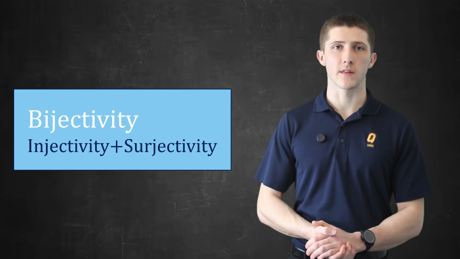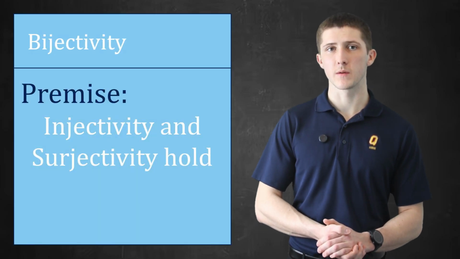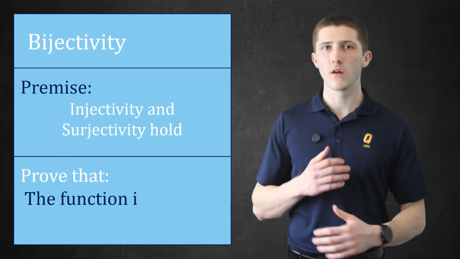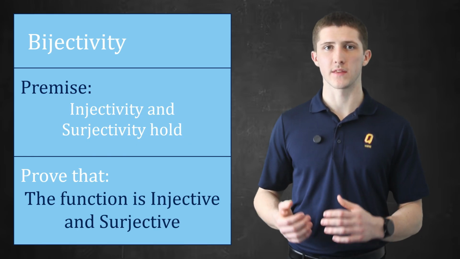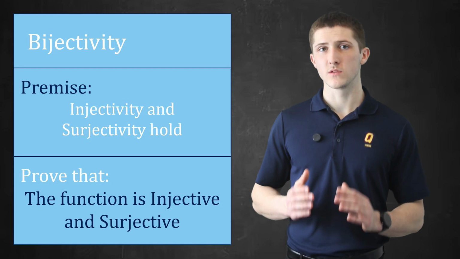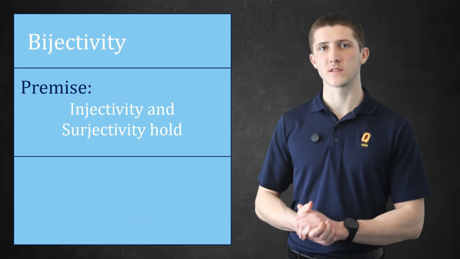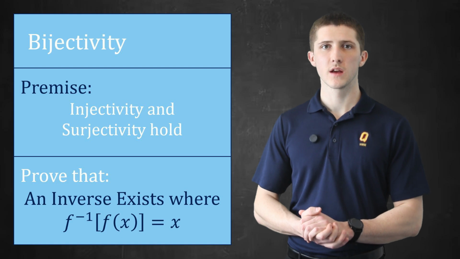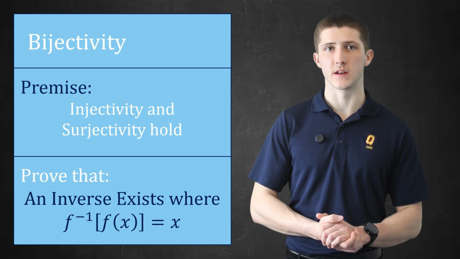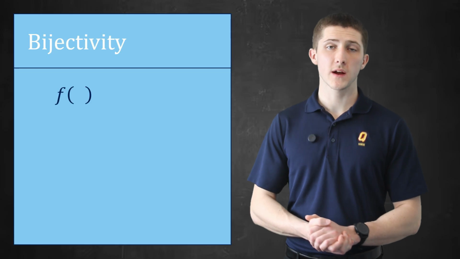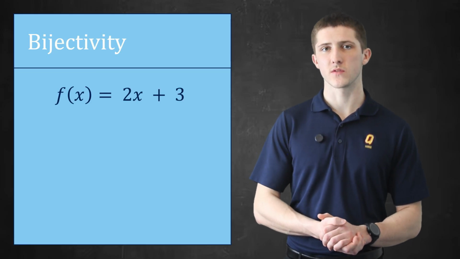Now, pulling the two together, proving bijectivity is just proving both injectivity and surjectivity. We can go through all the steps that we did previously and show that the function is both injective and surjective, or we can use this great property of bijections, and that is that for every bijection, there exists a unique inverse. So if we find an inverse to a function, then we can prove that the function is bijective. If we go back to our previous example, let's find an inverse for it.